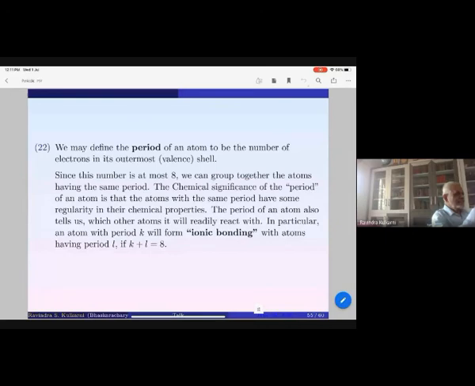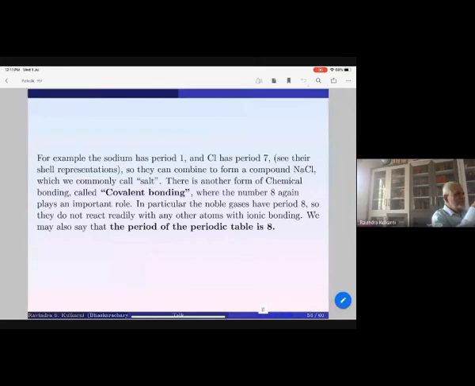For example, sodium has period 1, and chlorine has period 7. See the shell representations. So they can combine to form a compound, sodium chloride, that is NaCl, which we commonly call salt. And there is another form, the more general covalent bonding, where the number 8 again plays an important role. But I will not go into that at this point.